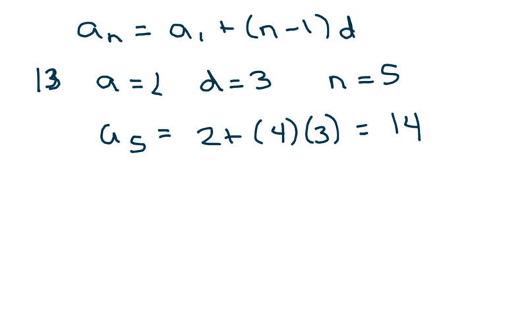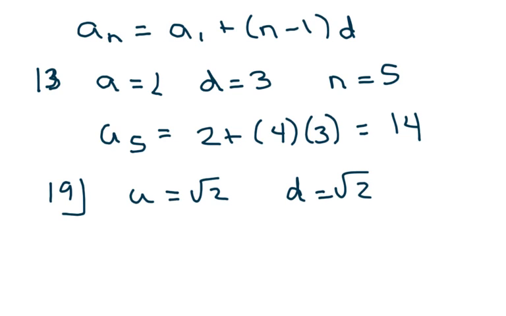Okay. Let's see if we can find a more interesting one. Let's do 19. We have the first term is root 2, and the common difference equals root 2. I think we did one like this already. We'll do it again. So we're going to get root 2 plus 4 times root 2.